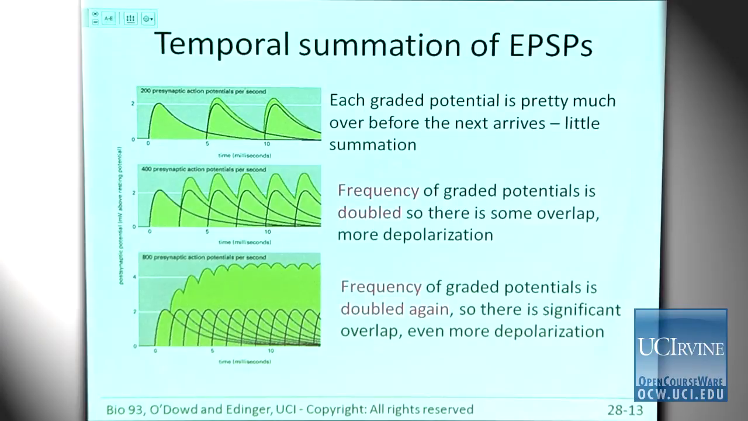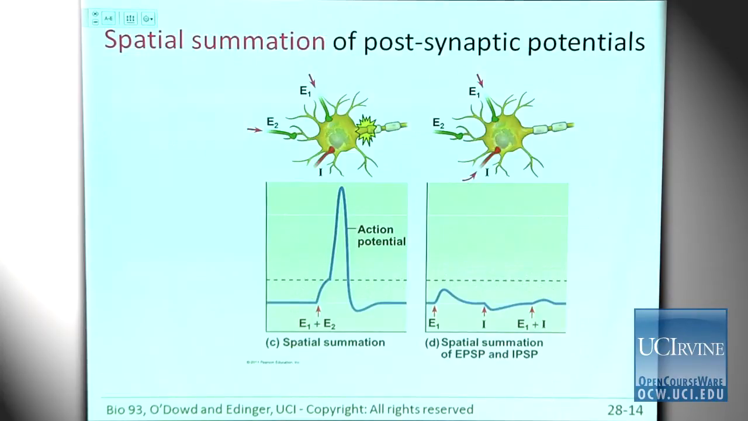If you double the frequency again, then these will add together even more, and eventually you can work towards that action potential threshold of minus 55. And you can see that these are millivolts, so we're talking about changes that are much smaller than you would see with an action potential, because we're just moving from minus 70 or so up to minus 55. Now that was temporal summation.